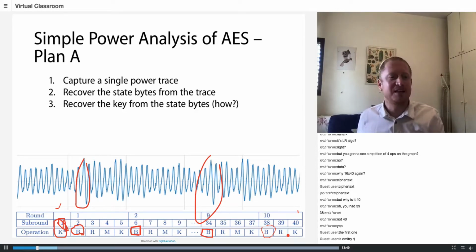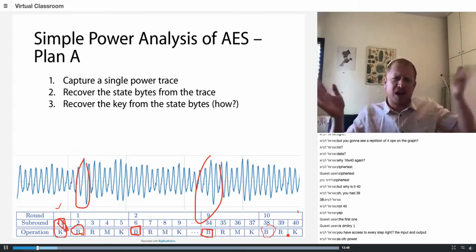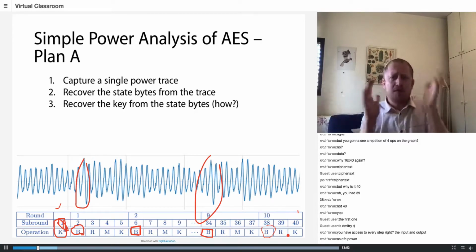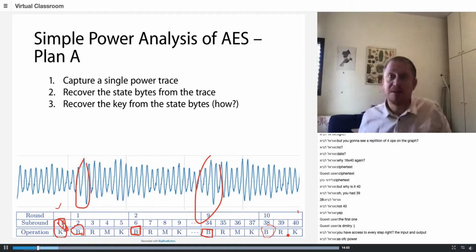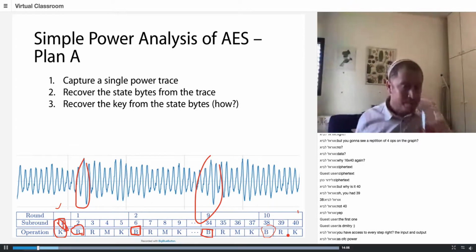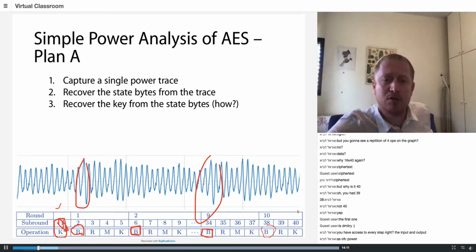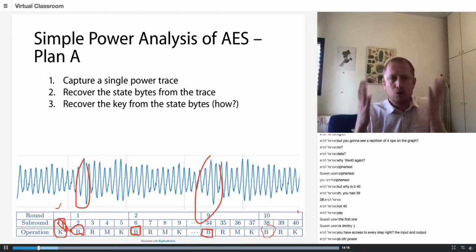So Dimitri is saying that the first one, add key, is a very nice one to choose. I'm not talking about how you do it, but for some reason I was able to recover from this power trace all the state of AES. How I did it, using some kind of signal processing trick that doesn't exist, hint, hint. But let's assume I did it. So as Dimitri is suggesting, the first one. So the first one is add round key. And this is what I would do as an attacker because it's the most simple one to work on.